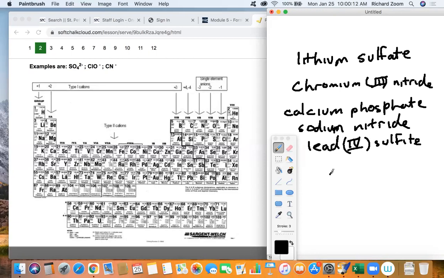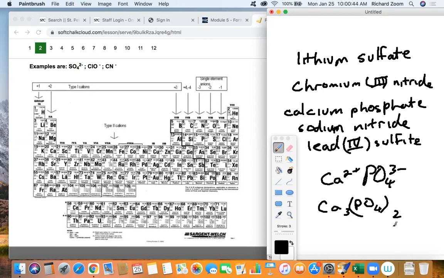Next one, calcium phosphate. Calcium is in group 2, so it's +2. Phosphate is PO4 3 minus. The 2 plus and the 3 minus don't even out, so I need to figure out how many of each I need to make that even. 2 times 3 is 6. So Ca3(PO4)2. That'll be +6 and -6, and that'll even out.